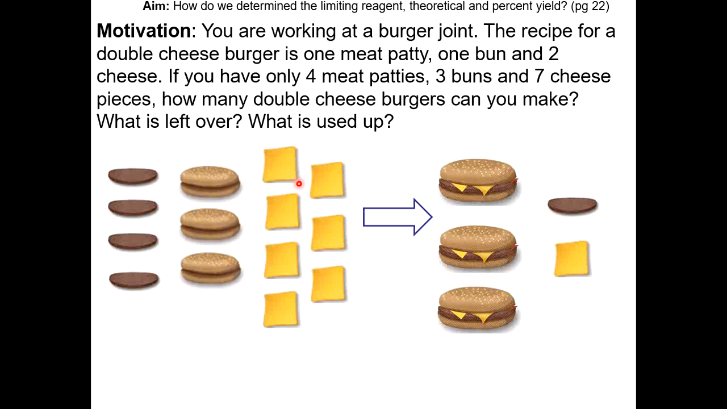We do the same thing in stoichiometry. The recipe is our chemical equation. We can calculate how much of the reactants will be used up, and that'll be the limiting reagent. We can calculate how much products we can technically make from the reaction, and that'll be our theoretical yield, and how much we actually make in the chemical reaction, and that'll be the percent yield.